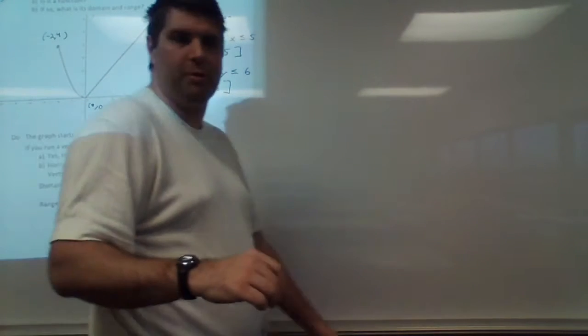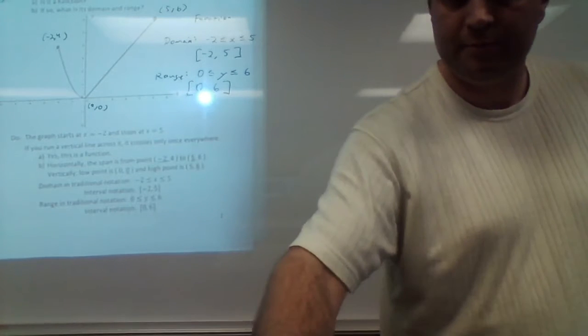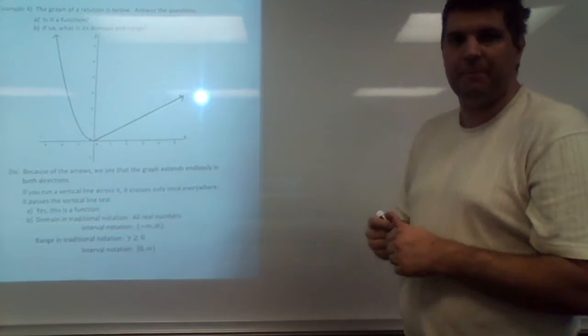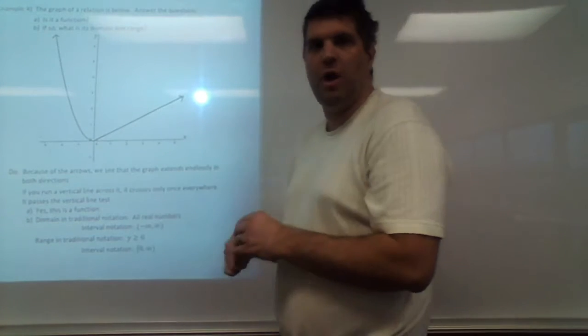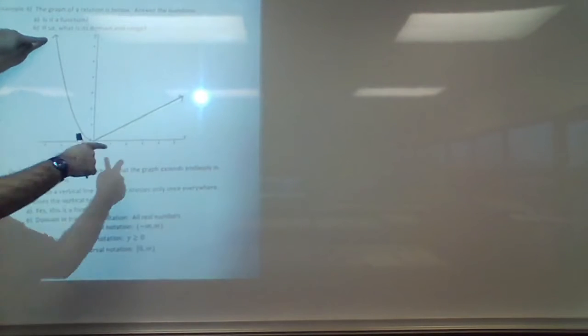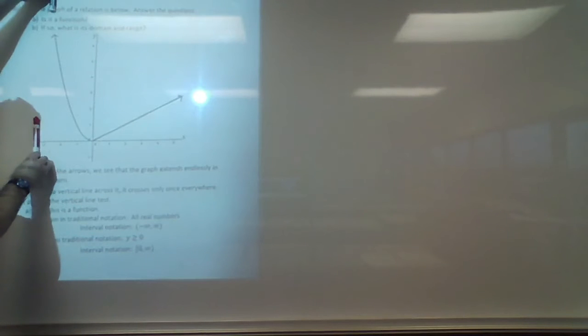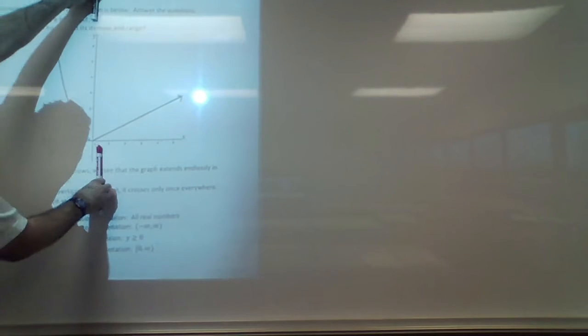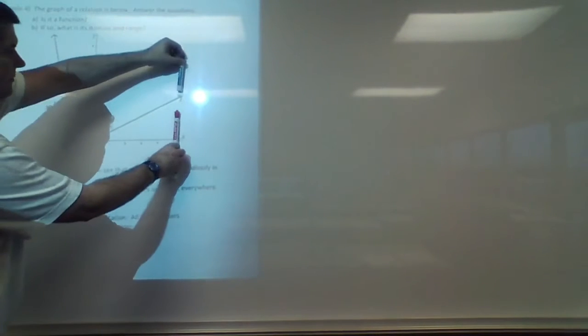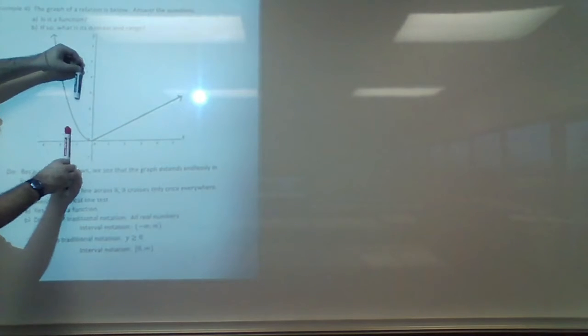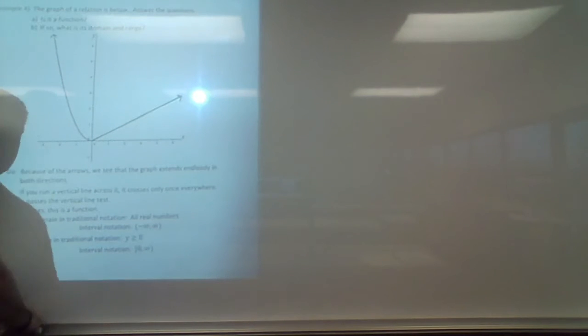Okay, I'll put the next one on the board. Example 4. Now, if you'll notice, these have arrows. Okay, that means they go on forever in those directions. Okay? Now, if we run our vertical line across, it crosses once everywhere. Okay? So, this is also a function.